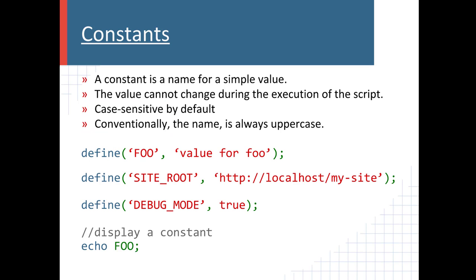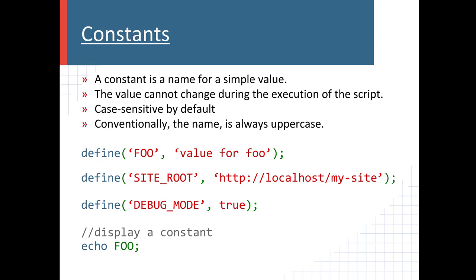A constant is an identifier or a name for a simple value. As the name suggests, that value cannot be changed during the execution of the script. A constant is case sensitive by default. By convention, constant identifiers are always uppercase. Constants are available in JavaScript, but we just never touched on them.